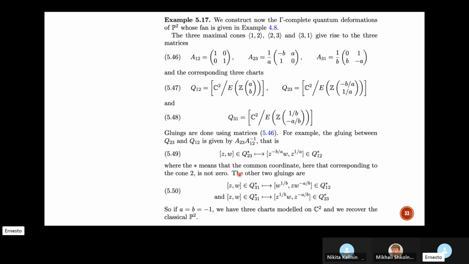And then you do the same here. You glue this and you glue the charts. And here are the gluings of the charts. And then you get a quantum P2. And this is a quantum deformation. It gives you a whole moduli space of P2 as you move A and B. It just gives you a nice moduli space of P2 as you move A and B. It's a beautiful space of P2s.